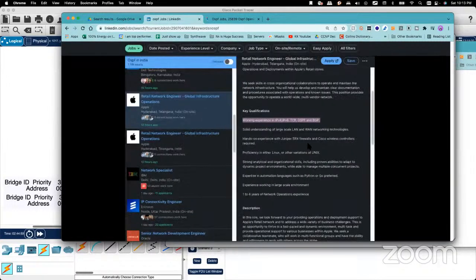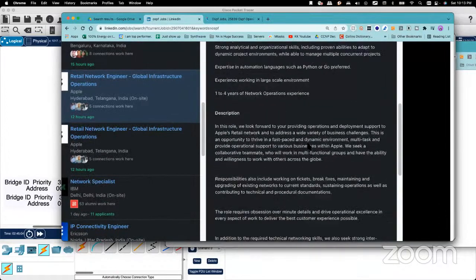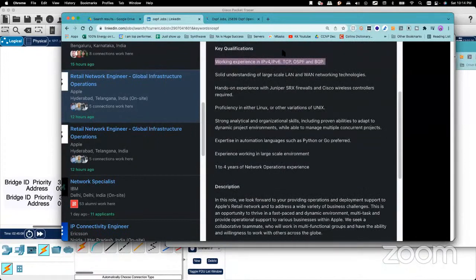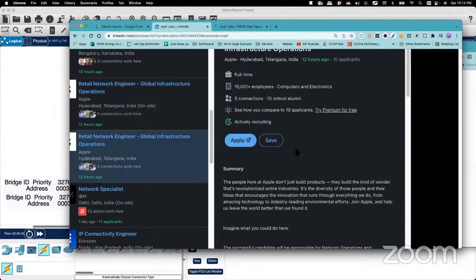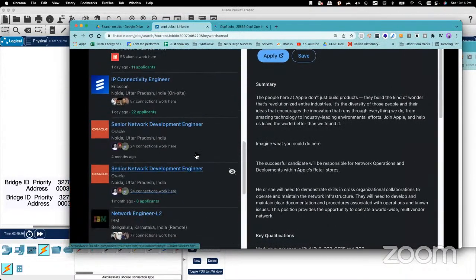So you can see here there is no switching. Nobody is asking HSRP, VRRP, GLBP stuff. But here, what they are asking is that you should be good in OSPF, BGP, and you should be good in firewall. This is why we made that module, which is called the network specialist module. It's a combo.